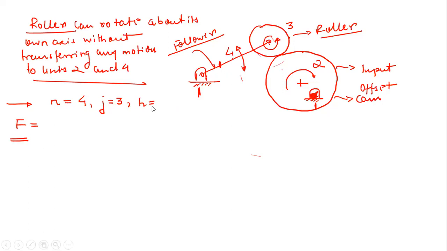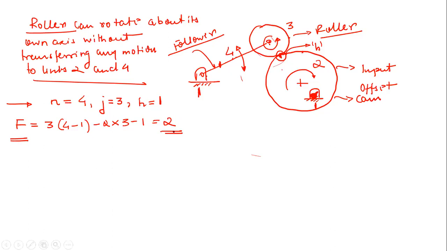Now, what is the number of higher pairs? Higher pair means the two connections are going to have a point or line contact. So just tell me, can you see any higher pair in this mechanism? Anywhere? Yes, sir, here, between 2 and 3, is a higher pair, right? So this is your higher pair, correct? So the higher pair is going to be equal to 1. So now if you calculate the degree of freedom of this mechanism, 3 times (4 minus 1) minus 2J minus H, right? So this is simply 9 minus 6. So it is going to be equal to 2.